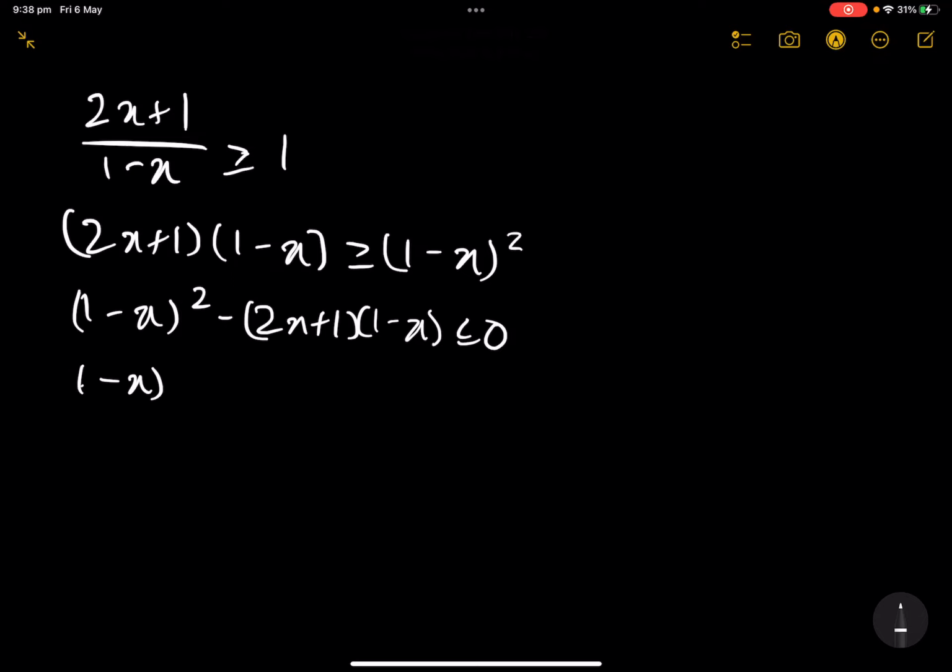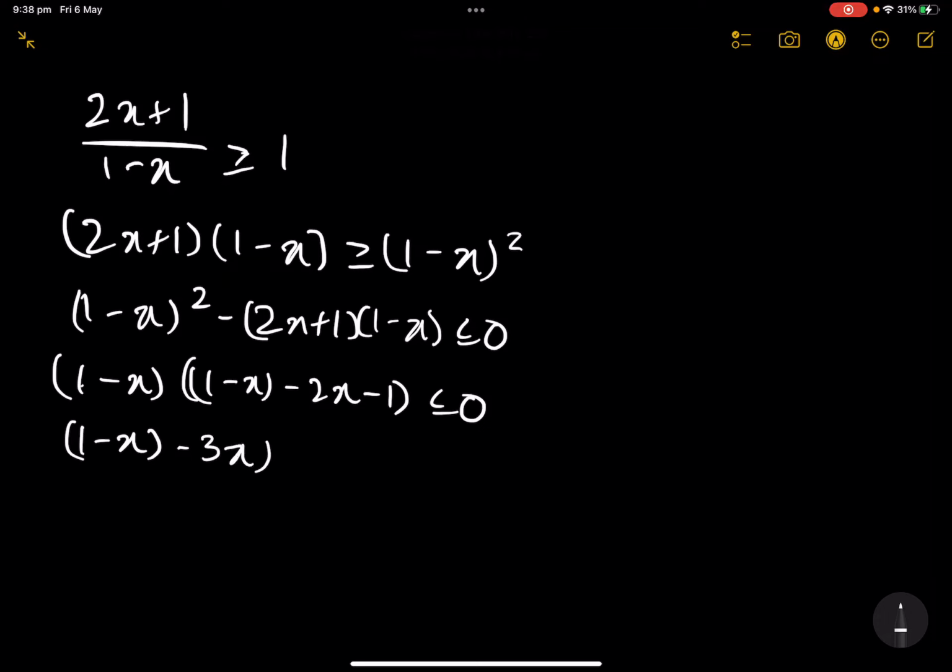1 minus x, factorize that out. 1 minus x minus 2x minus 1, that's less than or equal to 0. 1 minus x is this, so the 1's cancel out, so we get minus 3x less than or equal to 0. Now just take this minus sign, expand it. It's just a bit simpler. 3x times x minus 1 looks more straightforward really that way.